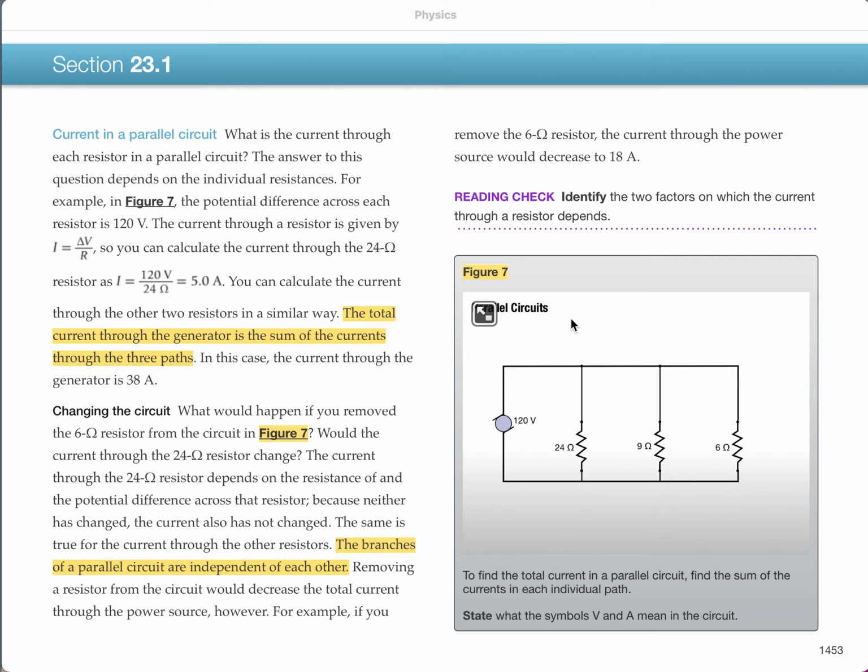Let's have a look at figure 7. It's a good one to study, showing a parallel circuit. Now first off, notice that the source or the battery is connected by wire to each one of the resistors, on the top and on the bottom. Wires don't change voltage, they just move electricity. So if there's 120 volts on this battery, there's 120 volts on each one of the resistors. In a parallel circuit, the voltage is the same on all the resistors.